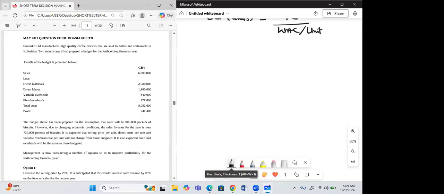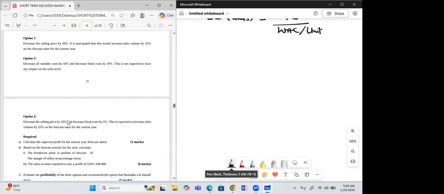However, due to changing economic conditions, the sales forecast for the year is now 720,000 packets of biscuits. It is expected that selling price per unit, direct cost, and variable overhead cost will not change from those budgeted. It is also expected that fixed costs will be the same as those budgeted. Now, management is considering a number of options to improve profitability, and they're giving you 3 options as follows: option 1, option 2, option 3.